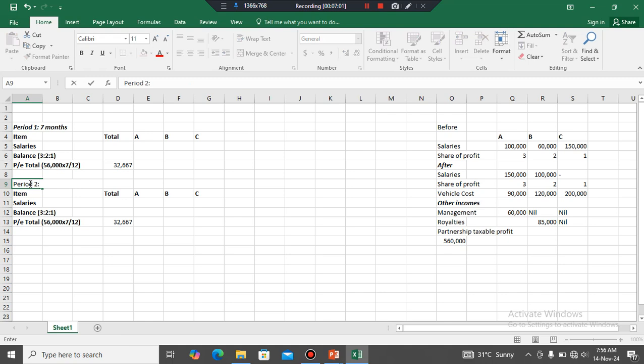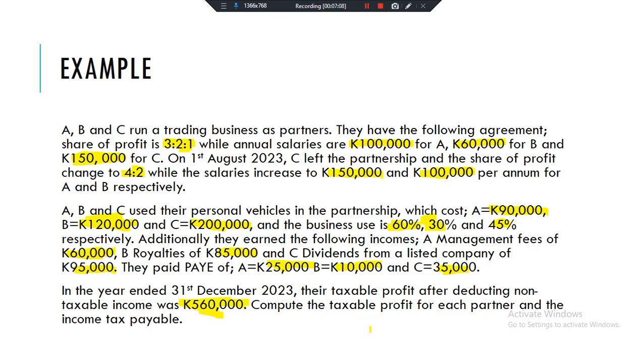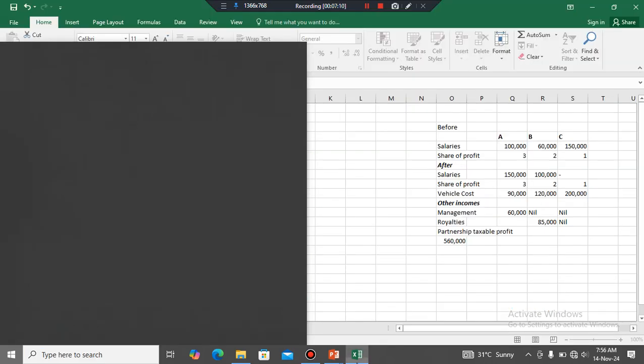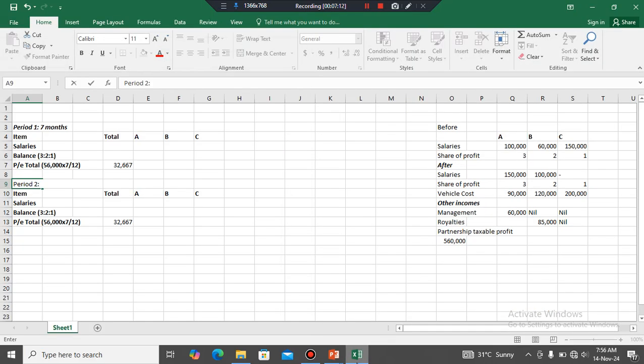Period 2, so this person left the partnership in what? August, right? So from August, September, October, November, and December, so that's 5 months, right? So period number 2 is 5 months, and then we say what's the balance relating to 5 months? So we just say 560,000.